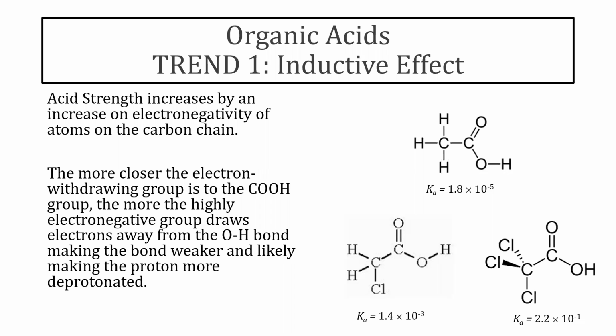As seen by its Ka values, the more electronegative the atom is, the more the atom will pull electron density away from the carbon central atom, which in turn will pull electron density away from the oxygen in the OH bond, weakening the OH bond, thus making CCl3COOH, or trichloroacetic acid, more acidic than either CH2ClCOOH, or chloroacetic acid, and CH3COOH, or acetic acid.